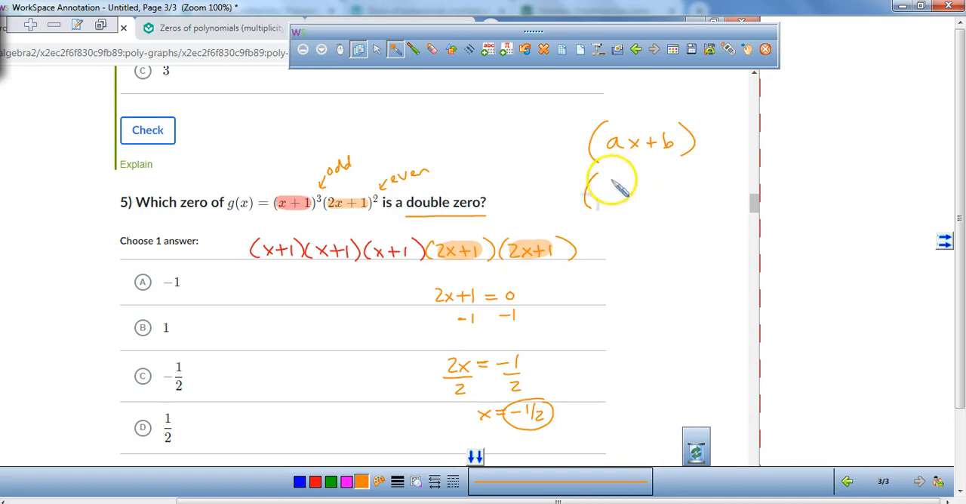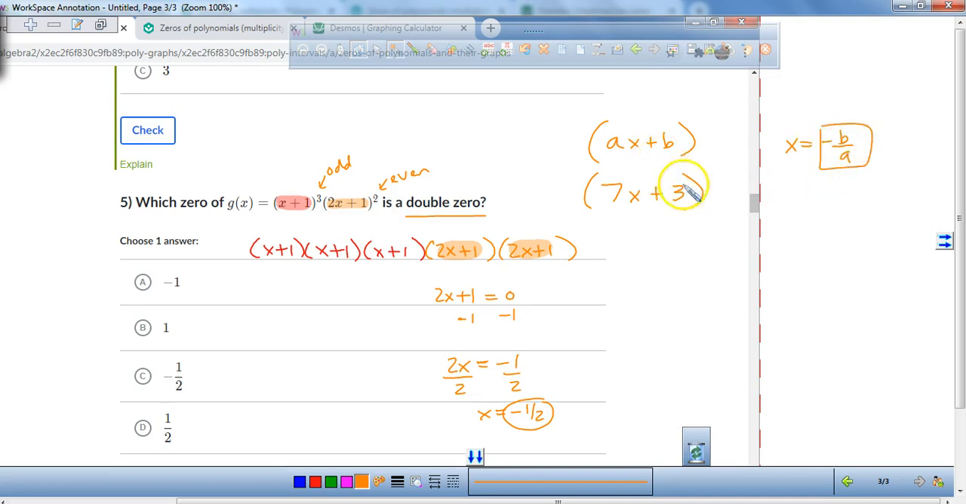So let's just make up a number for a. Let's call it 7. Let's make up another number for b. We'll call it 3. All right. So if I wanted to find the answer to this, the answer that you would plug in will always be -b over a. It's always the negative version of this number over this number.